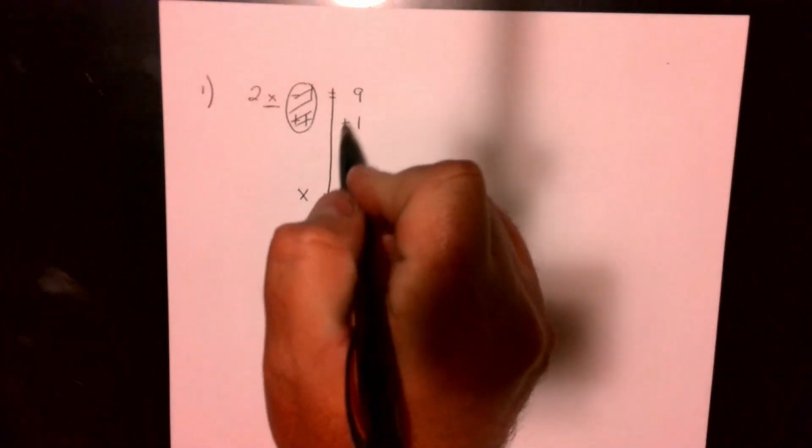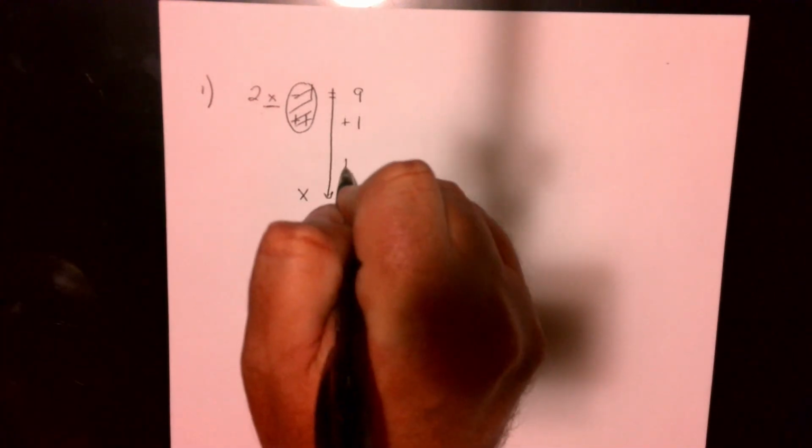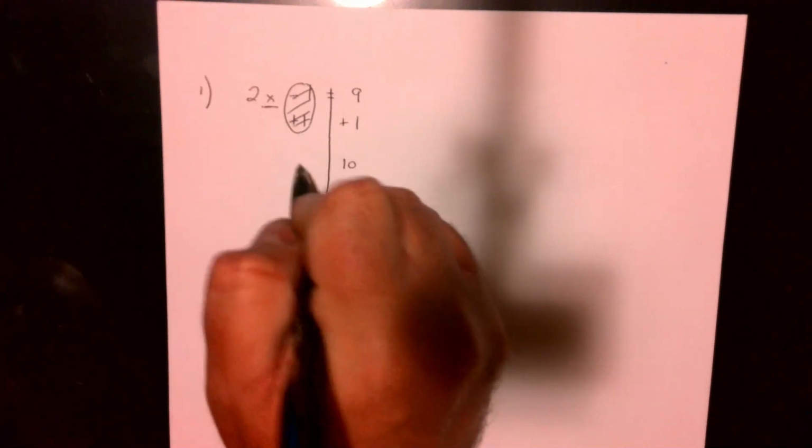But over here, we need to do the math problem. 9 plus 1 equals 10. On this side, we are still left with 2x equals 10.